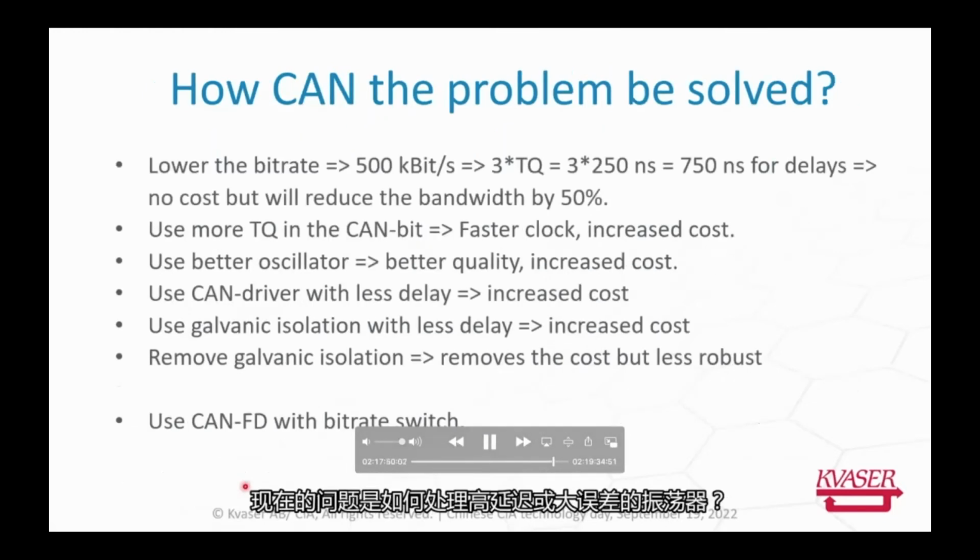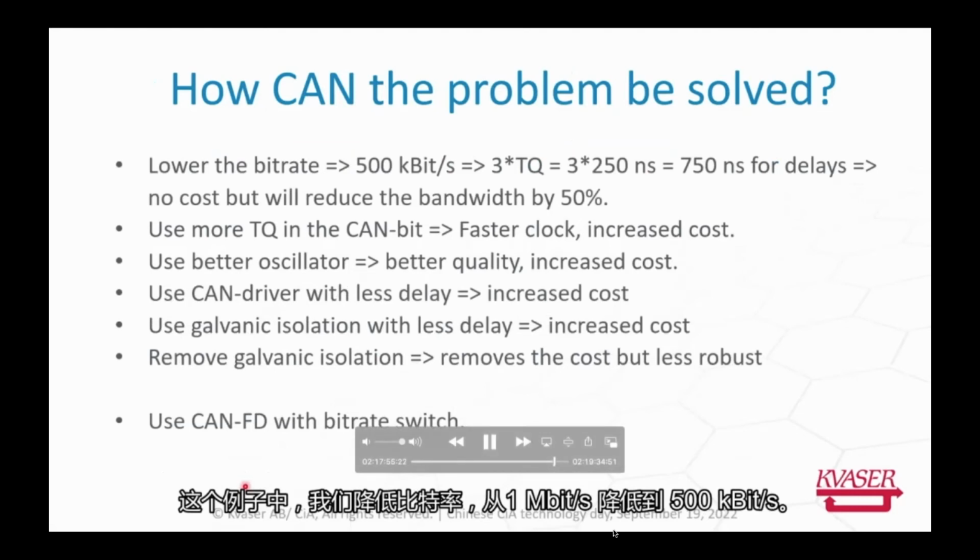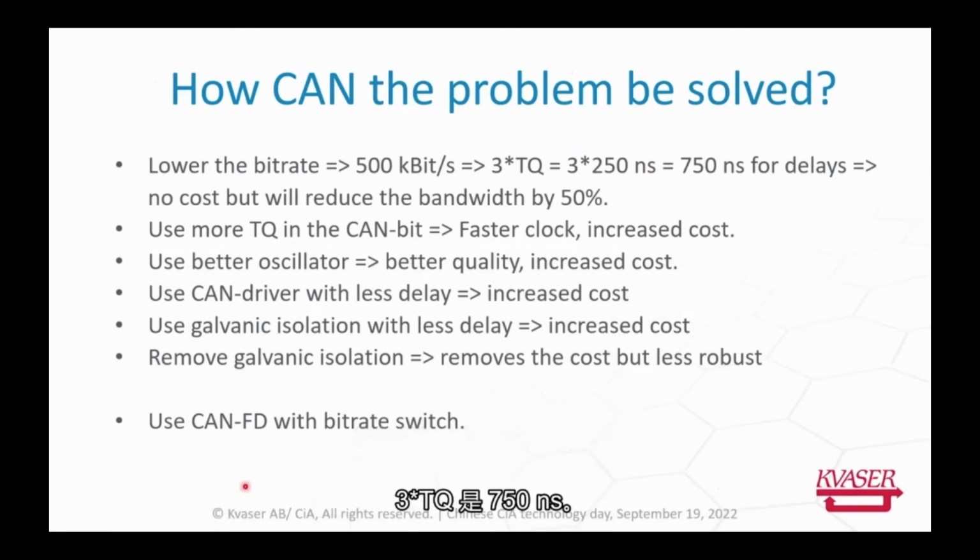So now the question: how do you handle long delays or oscillators with large variations? In this case, lower the bitrate, because if you move from 1 megabit to 500 kilobits, the 3 time quanta will be 750 nanoseconds. This has no cost, but it will reduce the bandwidth by 50%. You can also use more time quanta in the CAN bit.